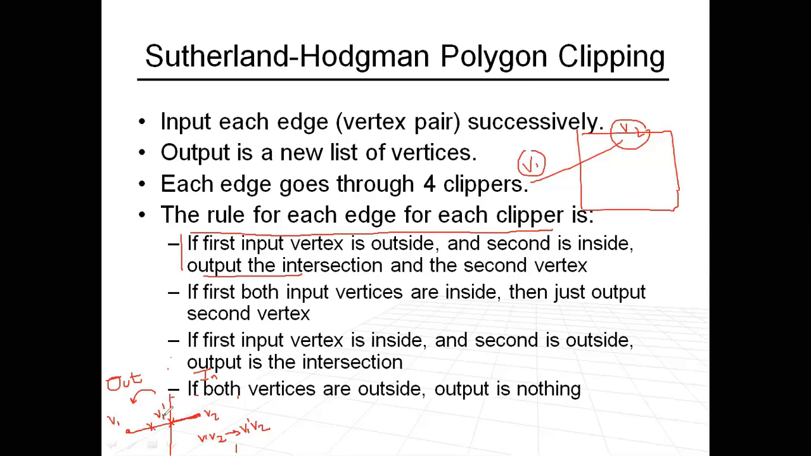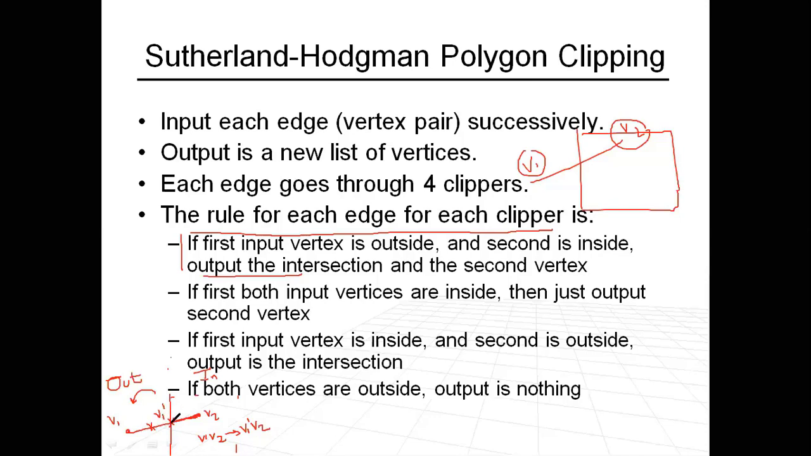Okay, fine. So the first rule says, if the first input vertex v1 is outside this edge and the second is inside this edge, then the resultant will be the output of the intersection. We are not going to calculate the output of the intersection right now, so simply we are saying that the output of the intersection is v1 dash.